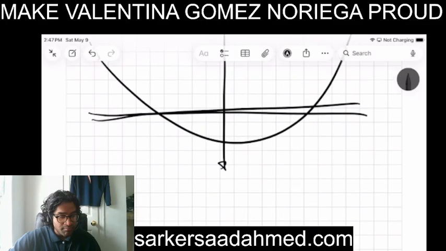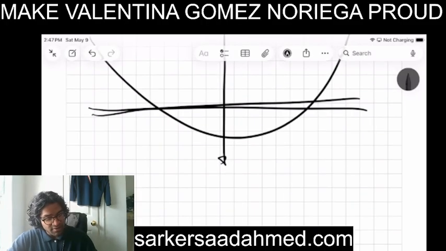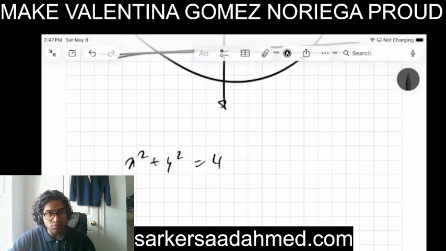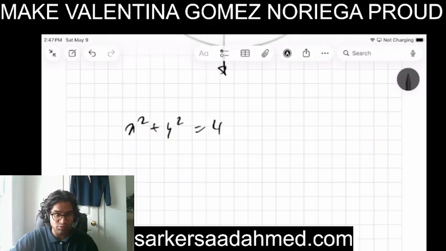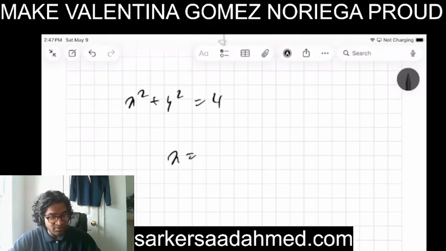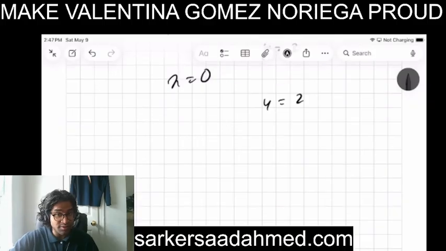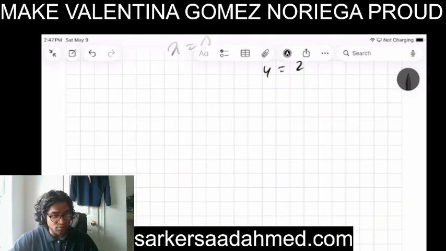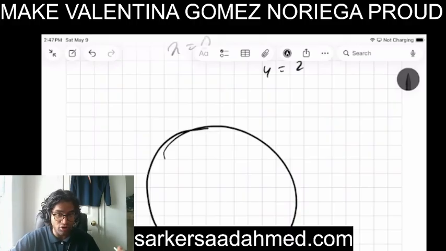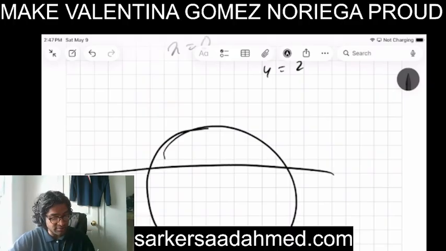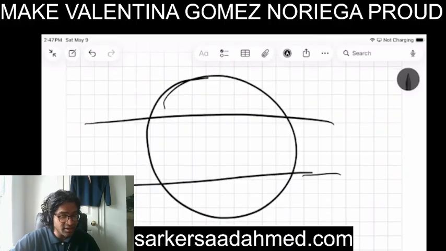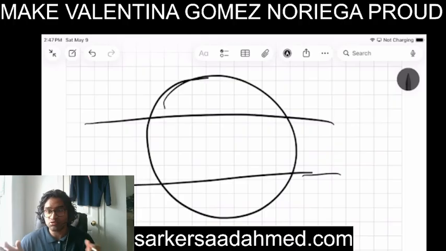But if I have x squared plus y squared is equal to 4, and x is equal to 0, I'm going to have y is equal to 2 and y is equal to -2. So when you draw this circle, you're going to have y is equal to 2, but you also have to draw y is equal to -2. Why? Because both of them output 4.